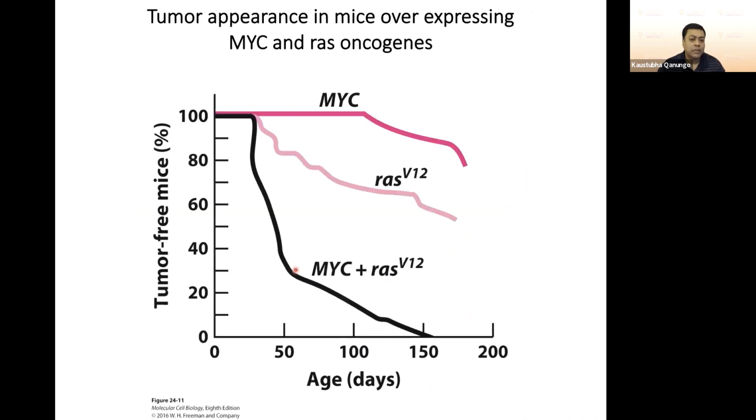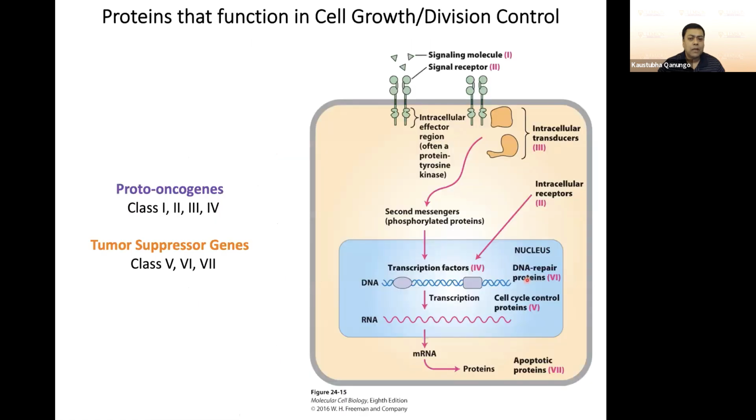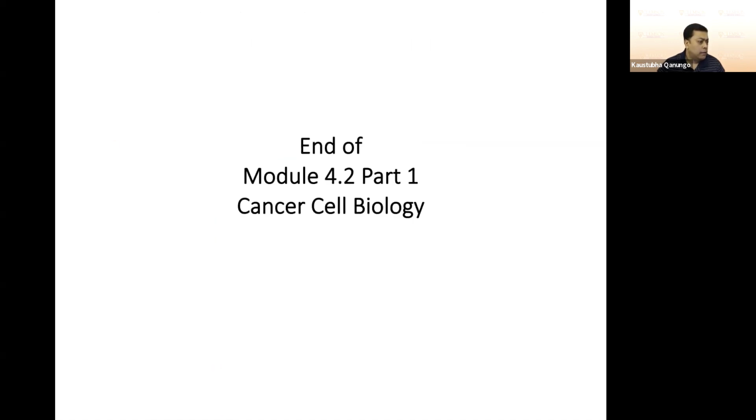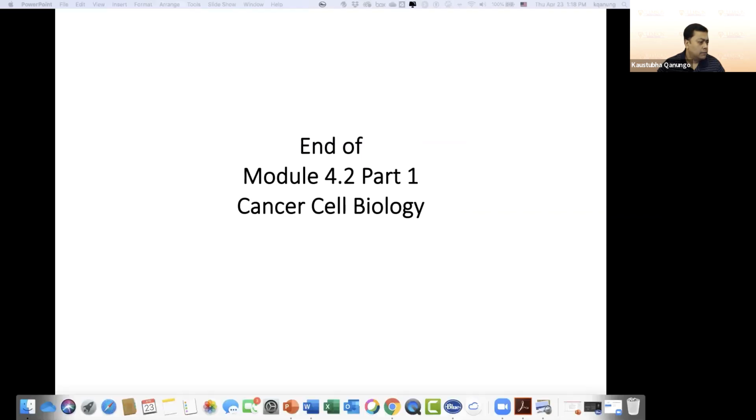More than one mutation is needed, which is shown right here. So again, this just gives you the individual occurrence versus the synergistic effect when you have both of them mutated, what it can cause. All right, then we're going to talk about these quickly, the other two parts.